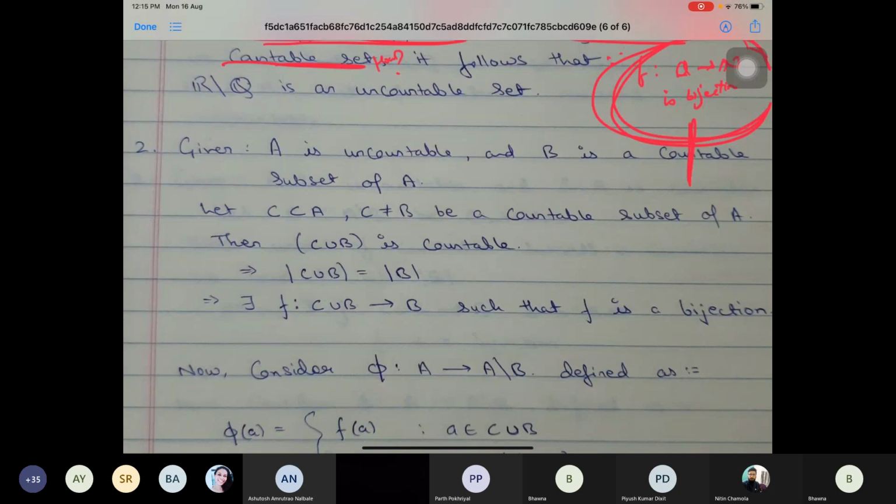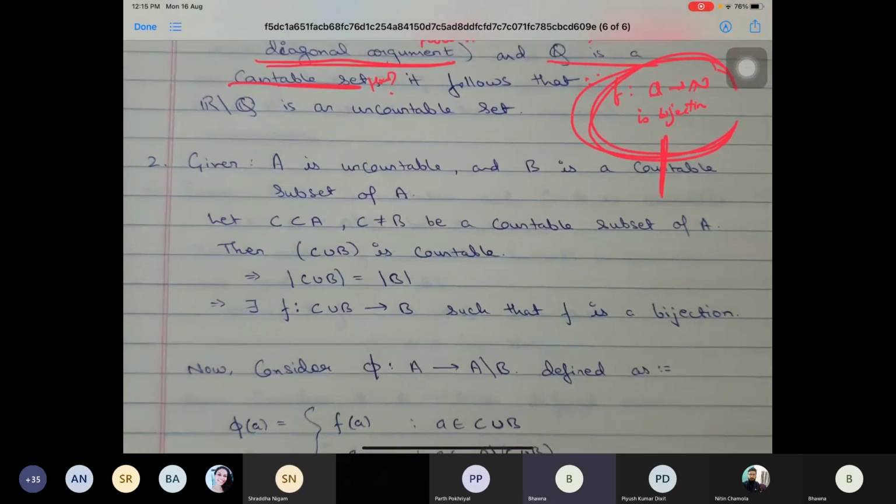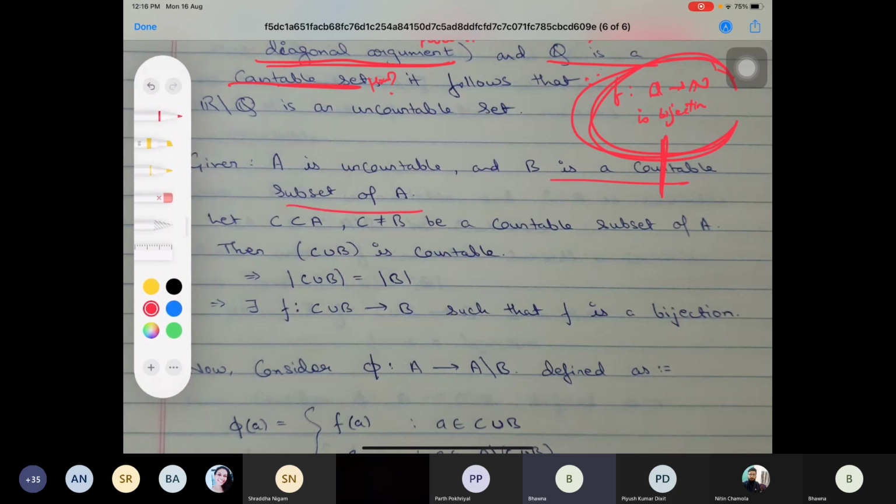Ma'am, second question I have also done with contradiction. You have done it with contradiction, but what is appearing on your screen, given that A is countable and, sorry, A uncountable and B countable here. Yes, ma'am. So if you see, there is some problem. I don't know what you wanted to prove in this one. So what do you want to prove? I wanted to, ma'am, prove.